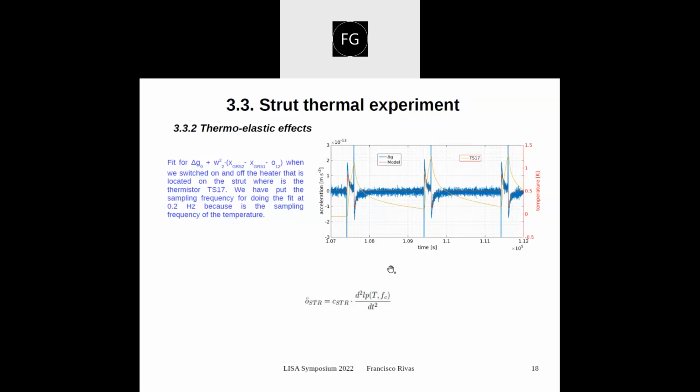and that depends on the temperature measured with a thermal sensor on the strut in which we apply the thermal signal with the heater. Then with this model, we obtain a coefficient that gives us the contribution of these thermo-elastic effects for each of these struts.